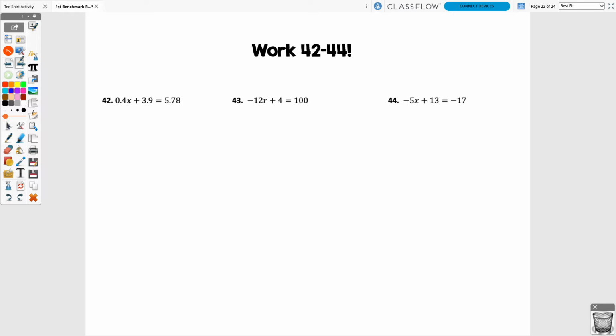Now, number 42. Dee Dee is not here today. Logan, what's my first step on 42? Absolutely, I'm going to subtract that 3.9 on both sides. Okay, so I'm going to bring down my 0.4x. And then, Logan, what did 5.78 minus 3.9 give me?